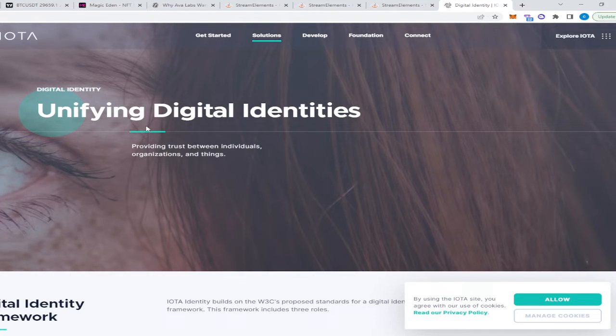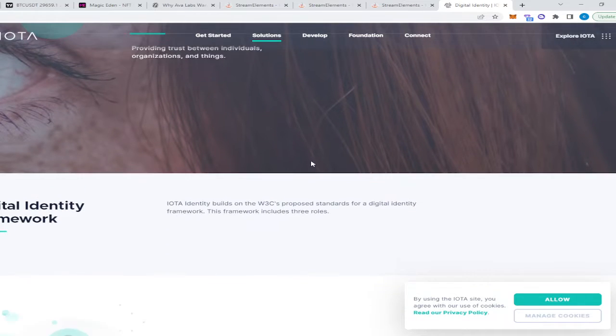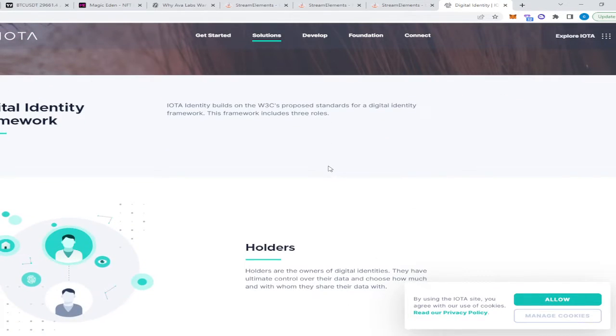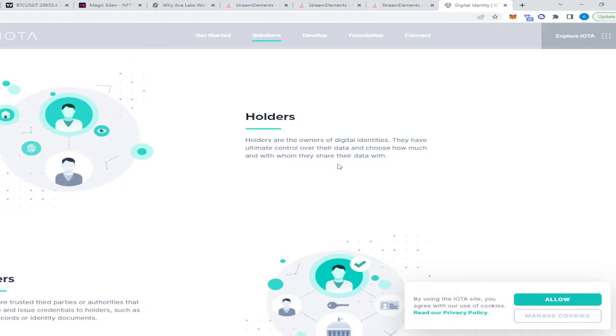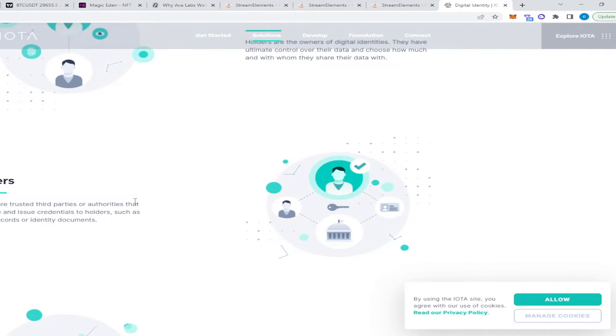The digital ID. I'm not a real big fan of digital ID, but it's coming anyway, regardless of whether we want it or not. IOTA builds on the W3C proposed standards for a digital identity framework. The framework includes three roles: holders. Holders are the owners of digital identities. They have ultimate control over their data and choose how much and with whom they share their data. Issuers.